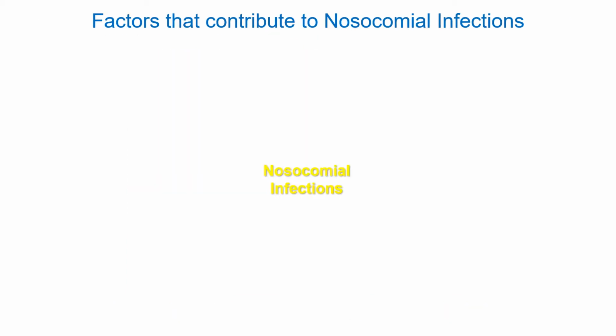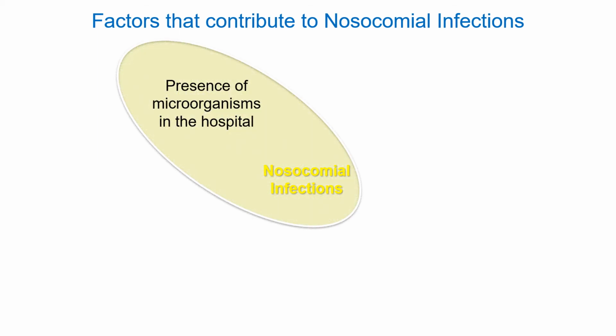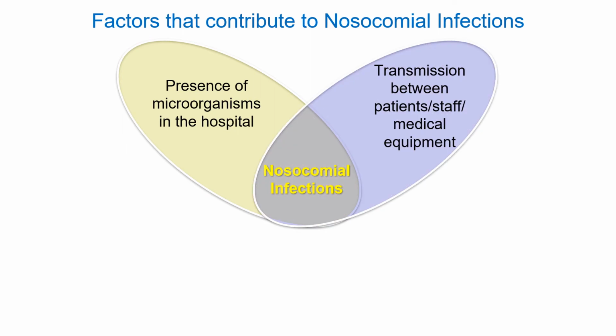So what factors contribute to nosocomial infections? We're looking at the fact that the pathogens are already in the hospital. So you can imagine you've got lots of sick people and they're bringing in their germs. We also have transmission that happens in hospitals. So you've got visitors, you've got staff, they're touching doorknobs and instruments and all sorts of things that can lead to further transmission of these diseases.